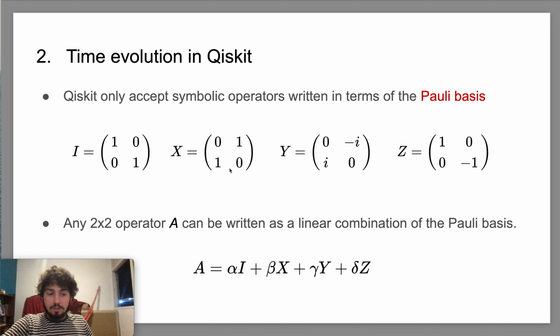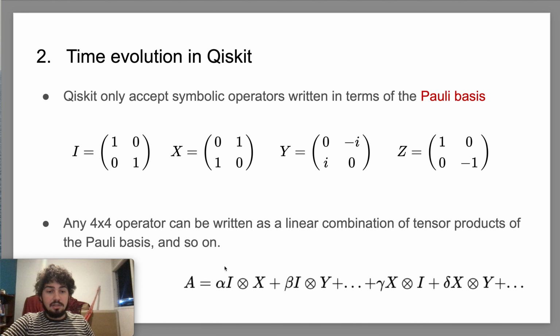But first you need to convert its expression to a linear combination of this form here. And of course, if you have, for example, a system containing 2 qubits, you can form tensor products of this basis here, and those tensor products are also a basis for the space of 4x4 matrices, and so on. Okay, but this is a technical detail. I'm just mentioning it so that you know this is something always achievable.